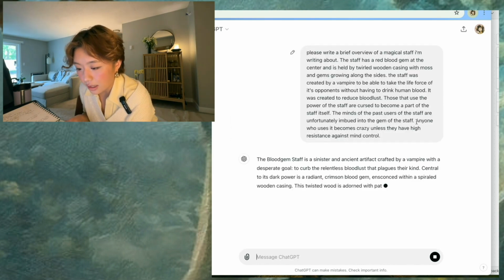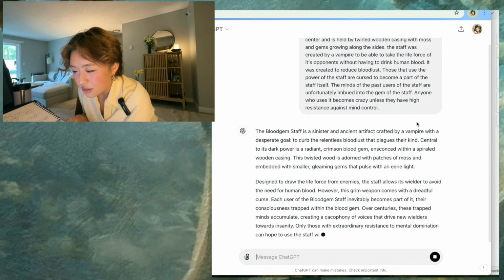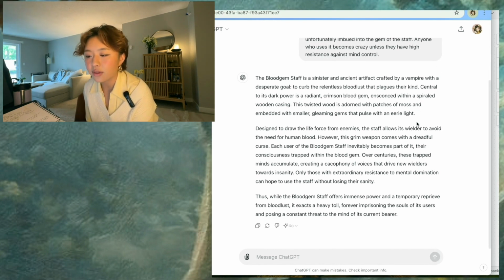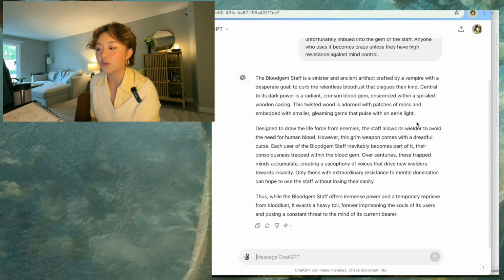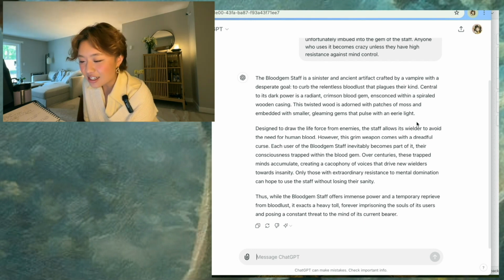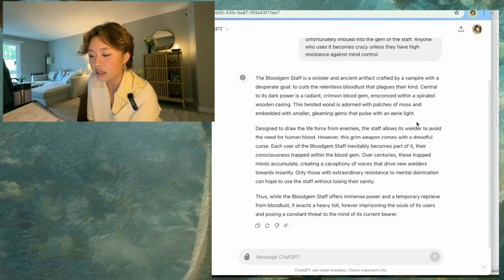Okay, let's see. The Blood Gem Staff is a sinister and ancient artifact crafted by a vampire with a desperate goal to curb the relentless bloodlust that plagues their land. Central to its dark power is a radiant crimson blood gem ensconced within a spiraled wooden casing. This twisted wood is adorned with patches of moss and embedded with smaller gleaming gems that pulse with an eerie light. Destined to draw the life force from enemies, the staff allows its wielder to avoid the need for human blood.